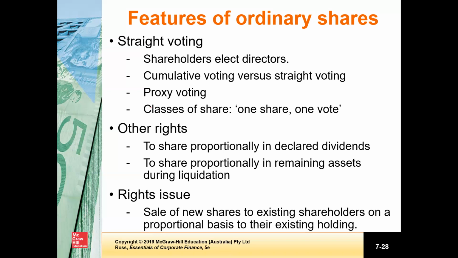Now, let's talk a little about proxy voting. A proxy is the grant of authority by a shareholder to someone else to vote the shareholder's shares. For convenience, much of the voting in large corporations is actually done by proxy. With straight voting, each share has one vote. The owner of 10,000 shares has 10,000 votes. Large companies have hundreds or even thousands of shareholders.